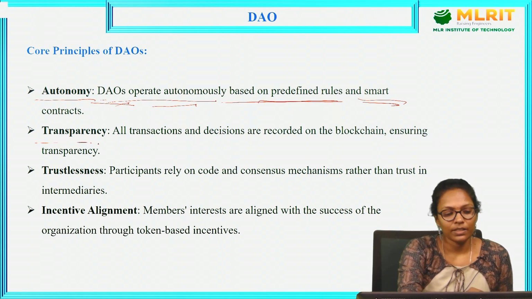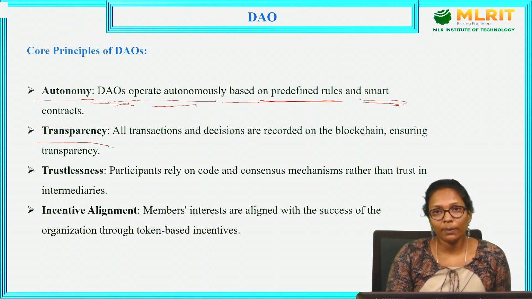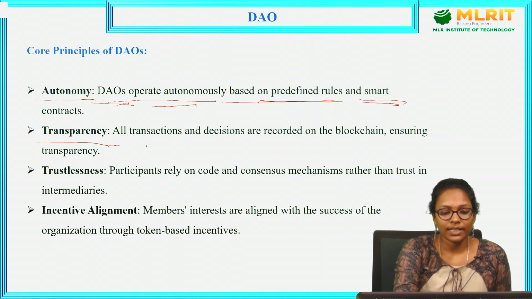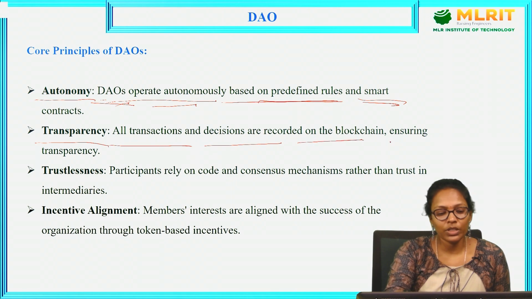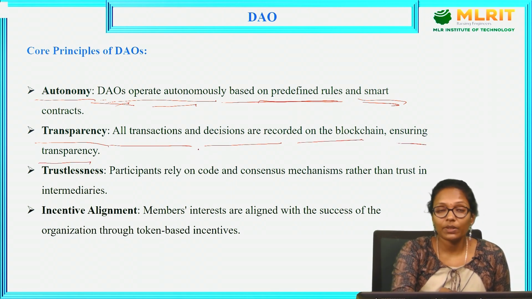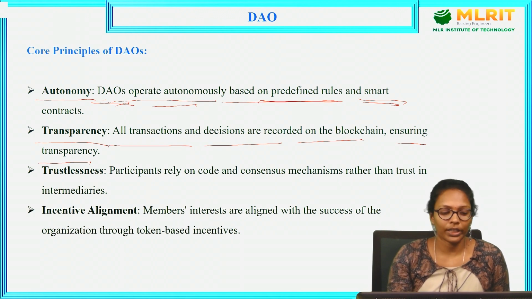And transparency. If it is following a blockchain, the main feature of blockchain is transparency. Everyone can see the transactions and the actions here. All the transactions and decisions are recorded on the blockchain, ensuring transparency. So everyone can see these transactions as well as the decisions taken by the organization.